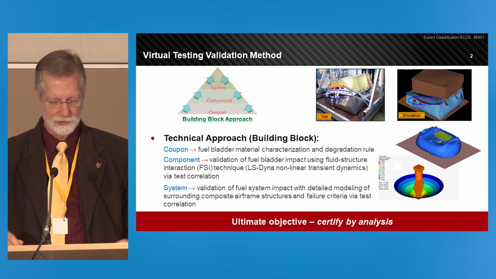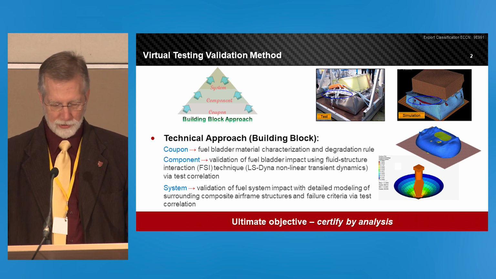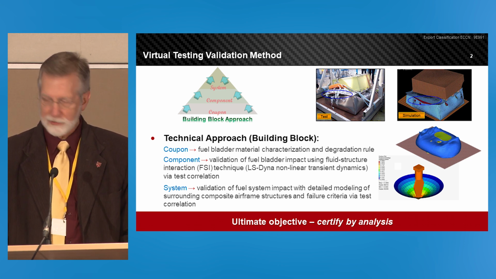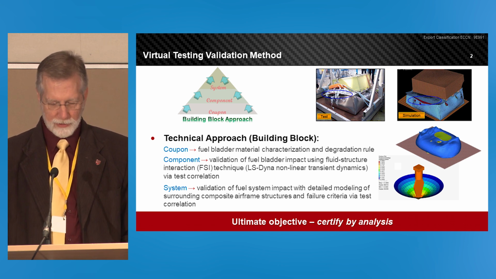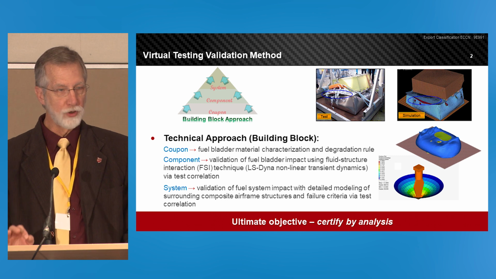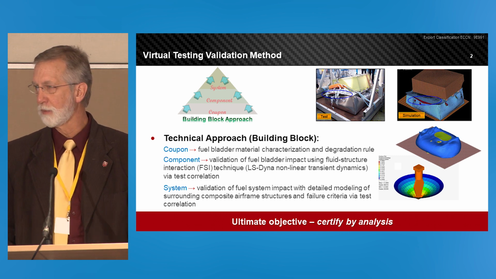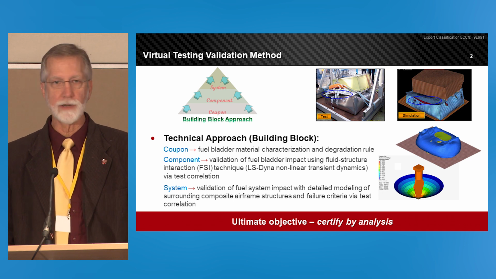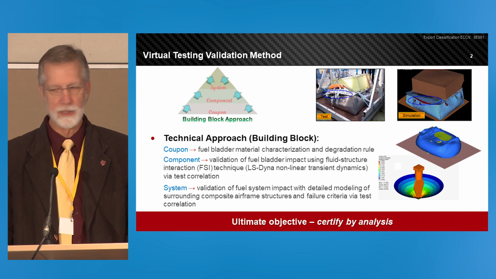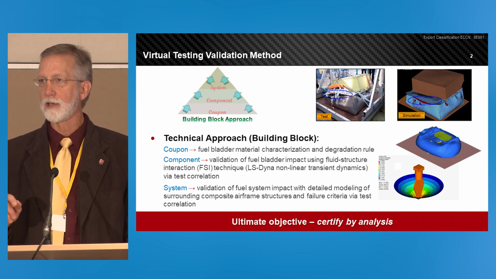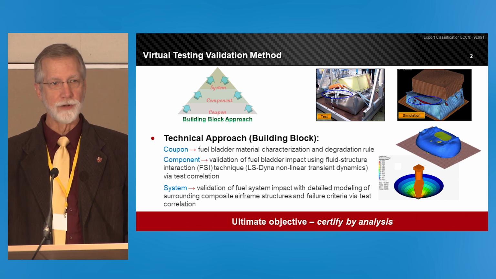The first thing you do is a step-by-step development of material constitutive properties, developing the properties you need for the fuel bladder, as well as the interconnect tubes and the composite material structure around it. All of those different constituent properties need to be developed first. You develop the property and you test it.